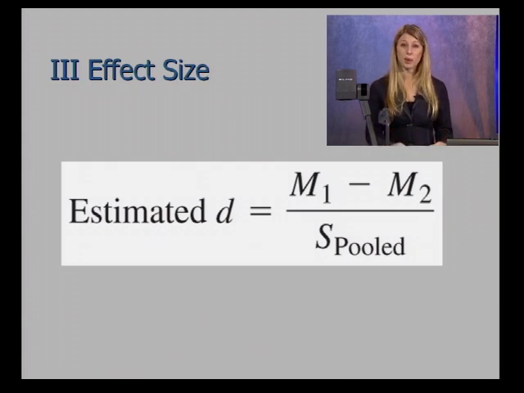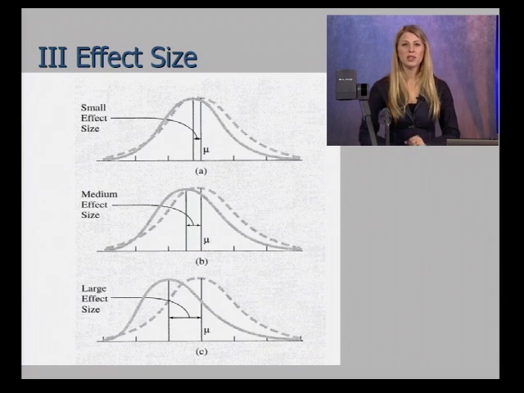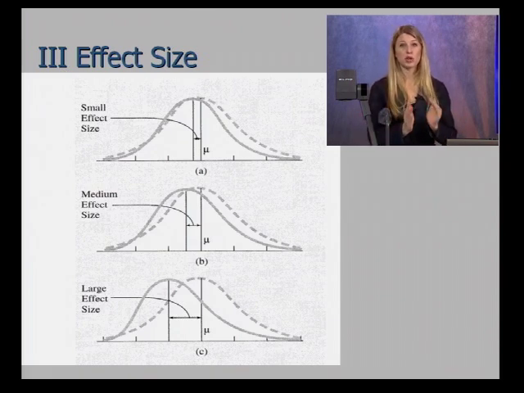So remember how we calculated the pooled variance? All you have to do is take the square root of that pooled variance, and that gives you the pooled standard deviation. So this is how you calculate the effect size for an independent sample t. And just once again, what the effect size is measuring is how big of a difference these two groups are from each other. Okay?